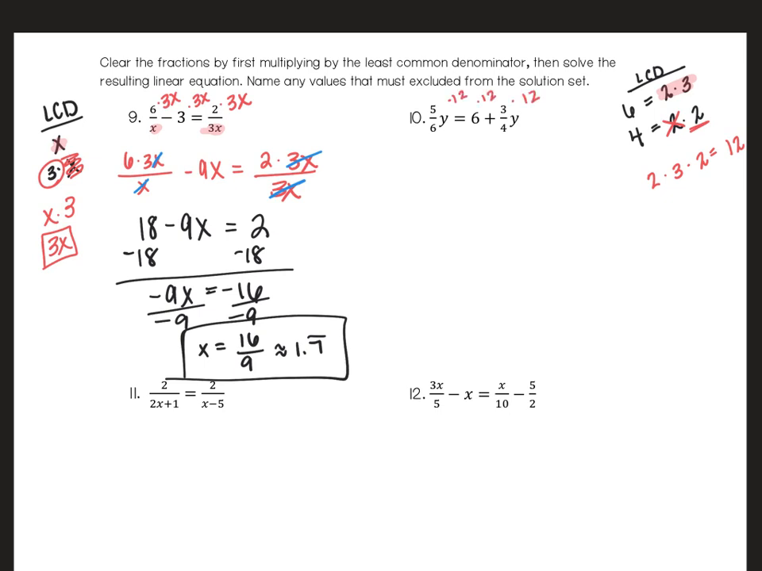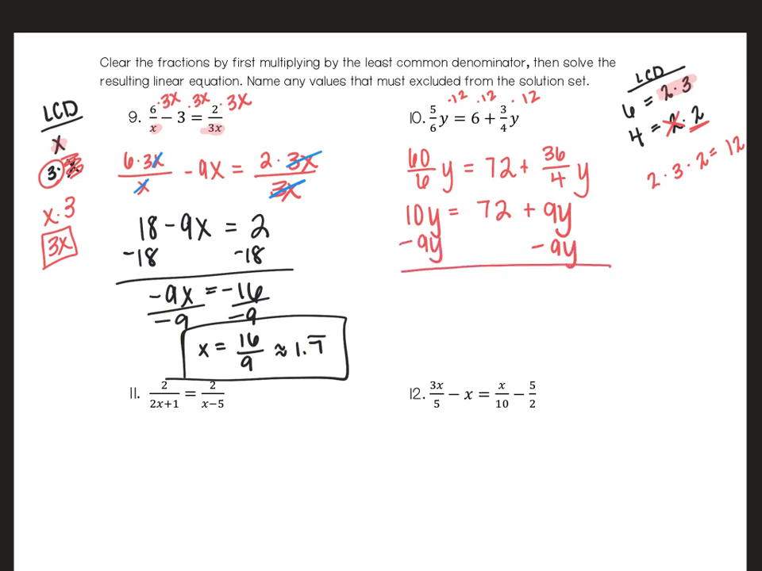So this time, I'm actually going to do the multiplying. 5 times 12 is 60, so I have 60 over 6y equals 6 times 12, which is 72, plus 3 times 12 is 36 over 4y. And then you can go through and simplify. And if you're choosing the correct LCD, your fractions should clear out every time. So for example, 60 divided by 6 is 10. And then I have 72, and 36 divided by 4 is 9. And so if your fractions are not clearing out and disappearing, your LCD is incorrect, so you would want to take a look at that. Subtract 9 from both sides, and y equals 72.